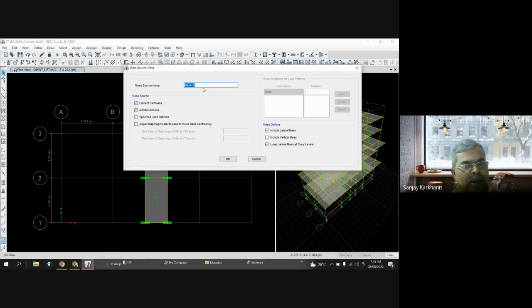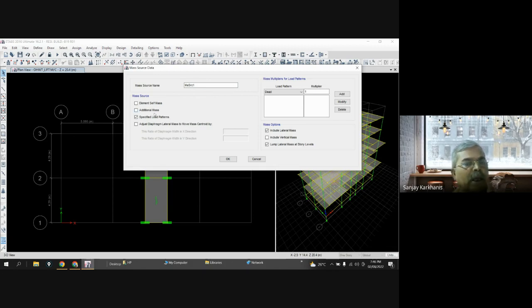And you can see the mass source in this software can be found out by various methods. So element self mass, additional mass, specified load pattern, adjust diaphragm lateral mass. These are the various options. Out of that, we will be asking it to specify through load pattern. What we have done, we have calculated seismic weight, and then the seismic weight was divided by acceleration due to gravity, and we found the mass.